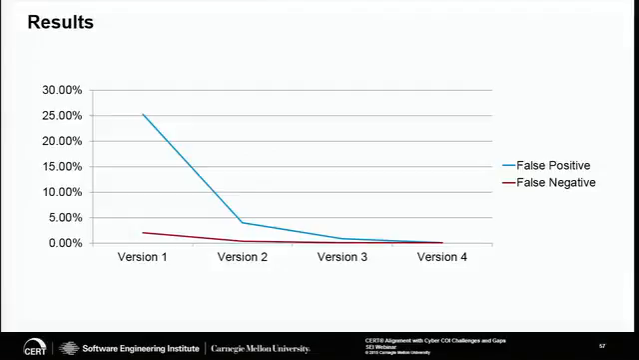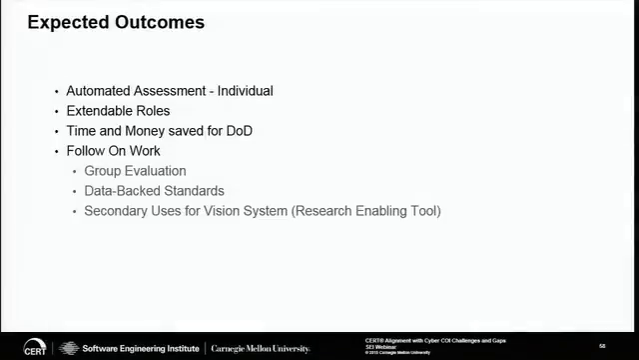So we're reasonably confident that we're doing a really good job of doing the vision system detections for these environments. As far as expected outcomes go for the further development of the system, obviously automated assessment of individual cyber operators and the roles, that in the forensic analyst role, that's already being developed. I'm very confident that we're going to have that as an outcome. Additionally, extendable roles. What we want to do after we've proven the methodology of the system is extend this to all cyber operator roles.